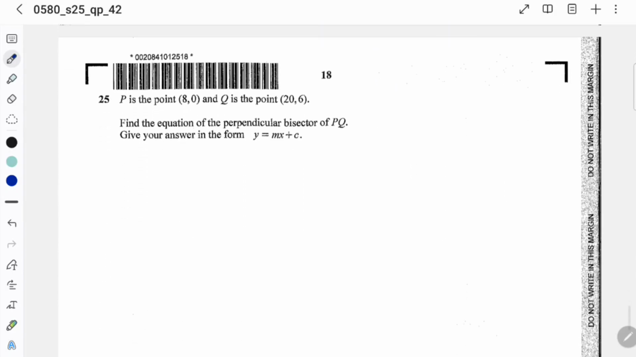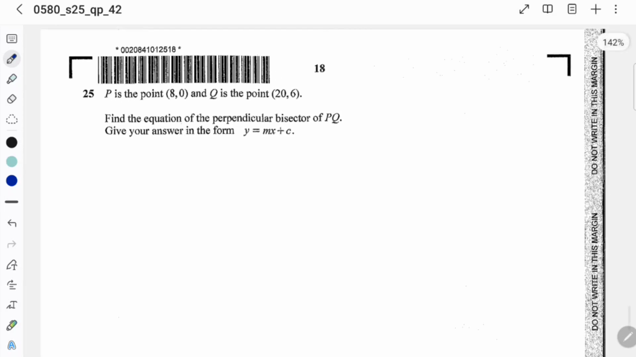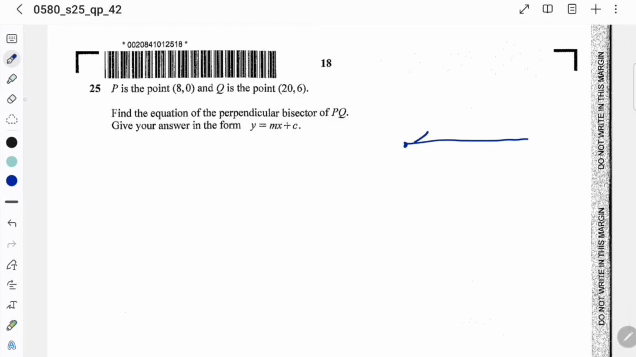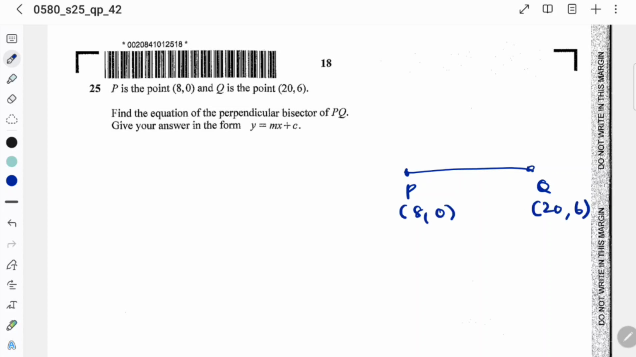Now question number 25. P is the point 8, 0, Q is the point 2, 6. Find the equation of the perpendicular bisector of PQ. Give your answer in the form y equals mx plus c. Alright, perpendicular bisector, for example, this is P and Q, 8, 0 and 2, 6. I'm not drawing a proper line. Now this is the perpendicular bisector, which lies in the middle, and they're just asking you to find the equation of this line. So they are perpendicular. First find the gradient of the line PQ: y2 minus y1, this is x1 y1, this is x2 y2.